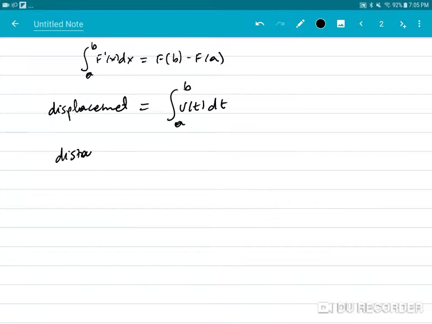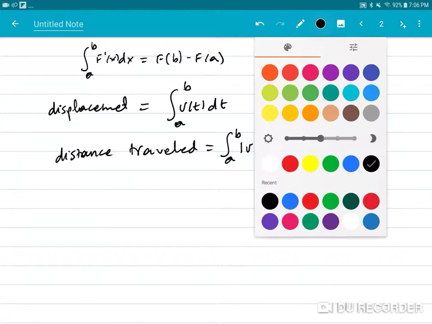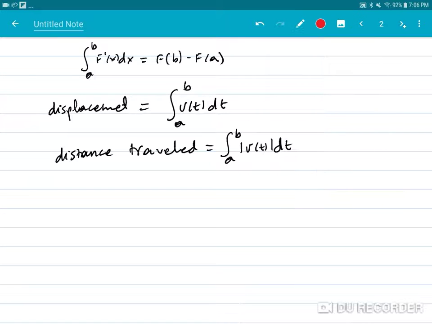Distance traveled is a little bit of work. This one is a little more work: the integral from a to b of the absolute value of v of t dt. To calculate this one, just in practice, we don't really calculate the absolute value and integrate from a to b. That's a little bit of work. So to compute this, the practice is you set v of t to 0 and solve.